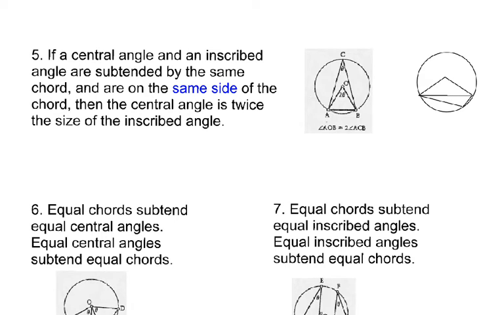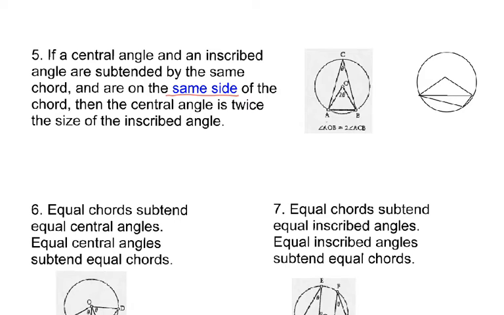For idea 5, we're just taking a look at these peculiar inscribed subtended triangles. If you take a look, this is the chord that we're talking about. This chord is key to the entire problem. It says here, for number 5, if a central angle and an inscribed angle are subtended by the same chord and are on the same side of the chord, then the central angle will be twice the size of the inscribed angle.